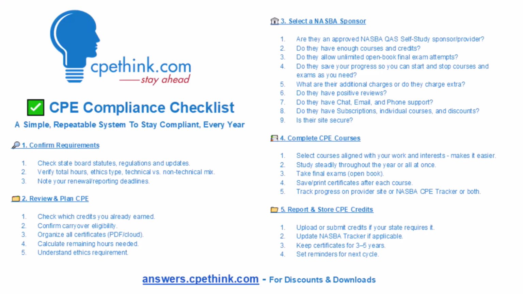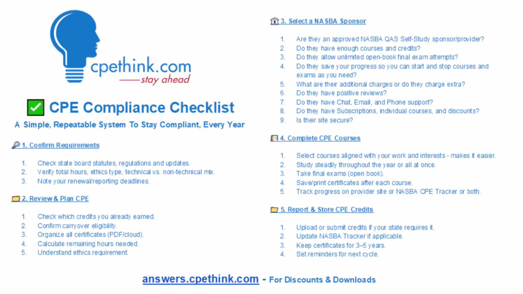First, confirm your requirements. That means verifying current rules, required hours, ethics obligations, if any, and renewal and reporting deadlines before you select courses or providers. Second, review your plan and plan your CPE. You take inventory of credits already earned, determine whether carryover applies, organize certificates, and calculate how many hours remain. Third, select a NASBA approved sponsor.